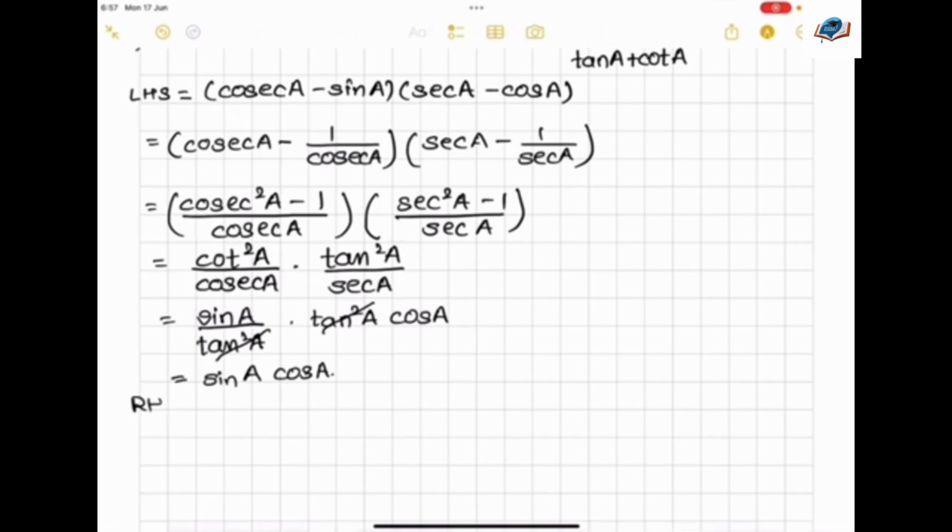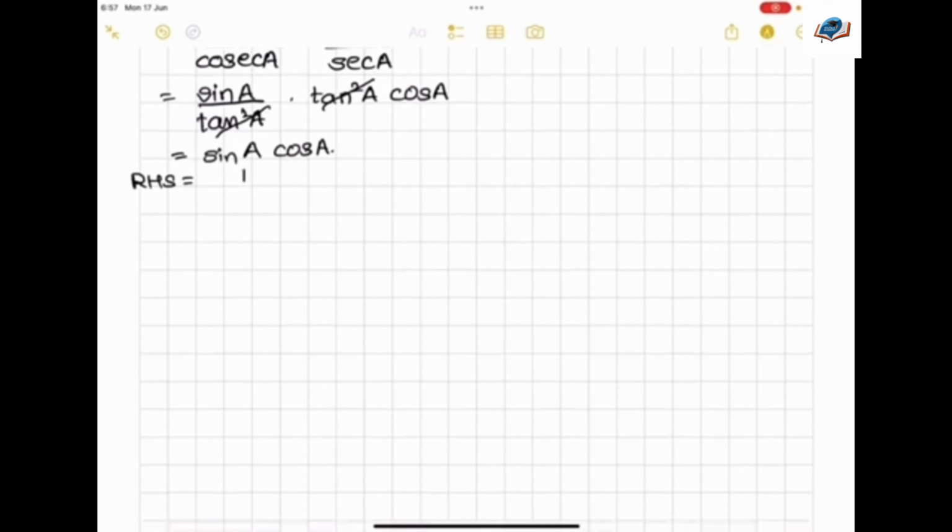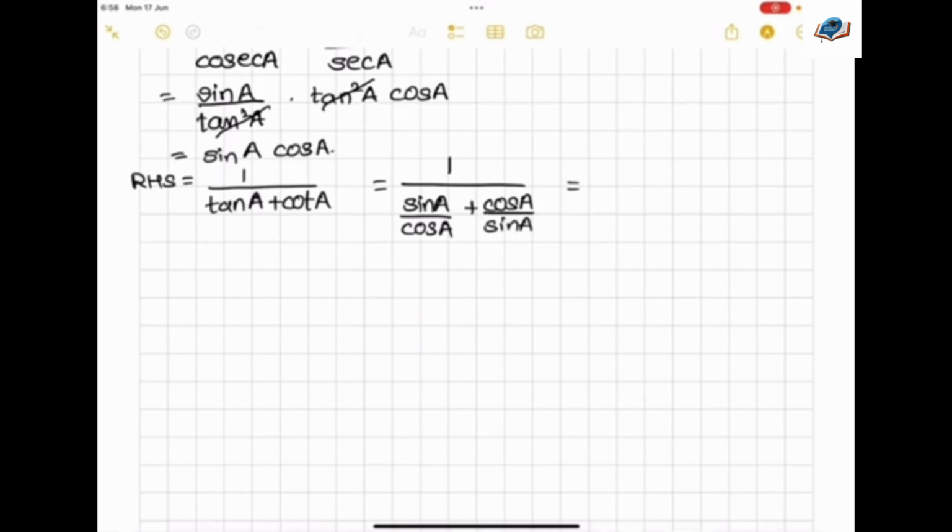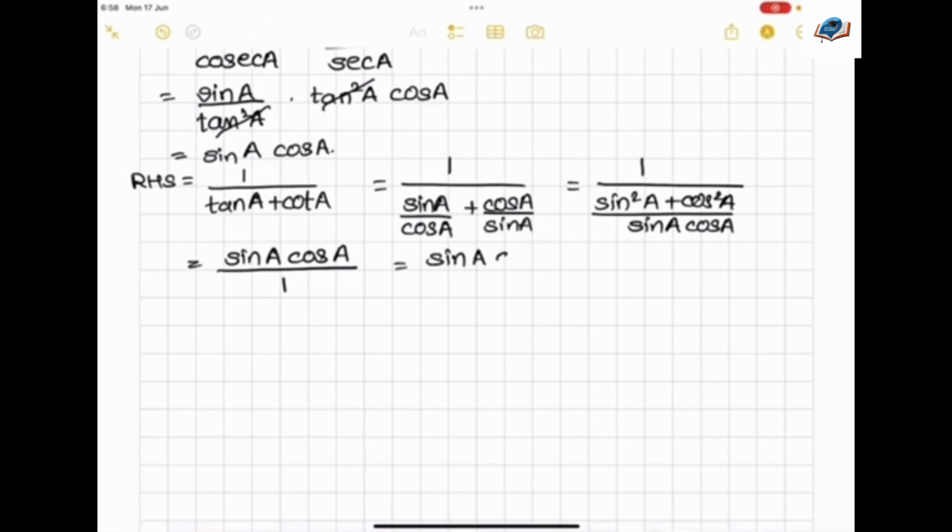Now RHS I am taking and solving it, because now I can't solve LHS further. 1 upon tan A plus cot A. So that will be 1 upon sin A upon cos A plus cos A upon sin A. Now doing the LCM in the denominator. So 1 upon (sin square A plus cos square A) upon sin A cos A. So sin square A plus cos square A will be 1. So sin A cos A upon 1. So therefore it is equal to sin A cos A. Now both I have got as sin A cos A. So LHS equal to RHS.